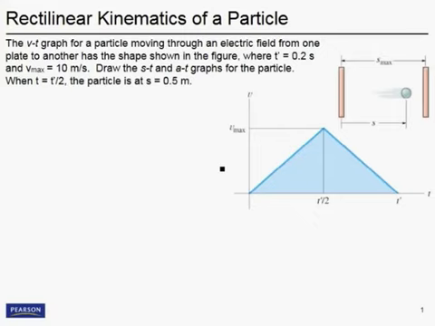In this problem, we're going to be looking at the rectilinear kinematics of a particle. So we've got a particle that is moving through an electric field from one plate to another. And the velocity profile of this particle has the shape shown in the figure. We're given some information about Vmax and the time scale in the figure, and our goal here is to draw the position and time graph and the acceleration versus time graph for the particle.